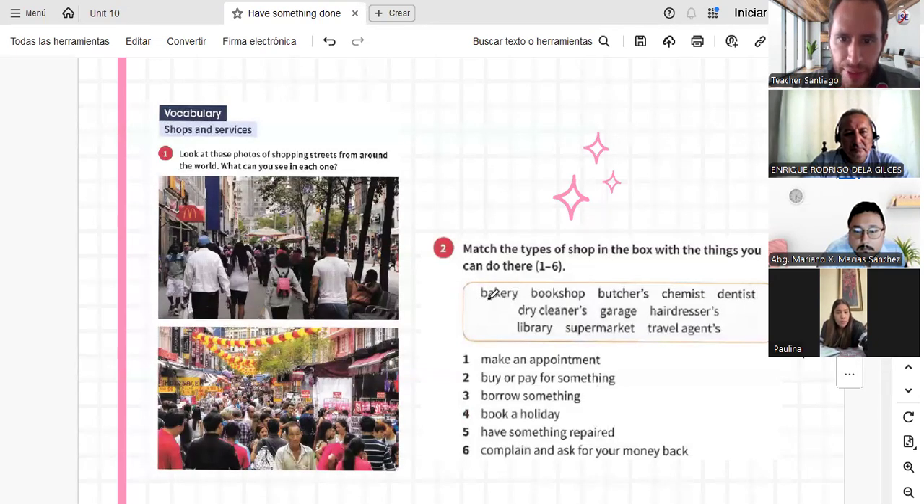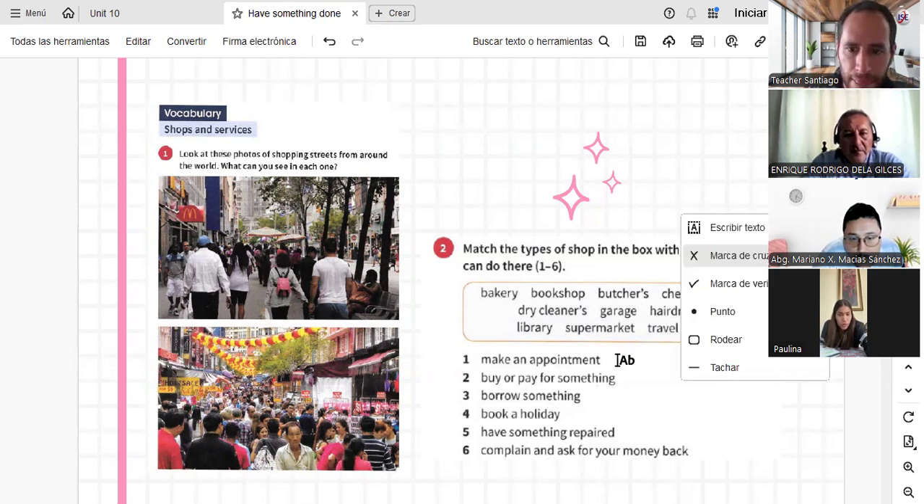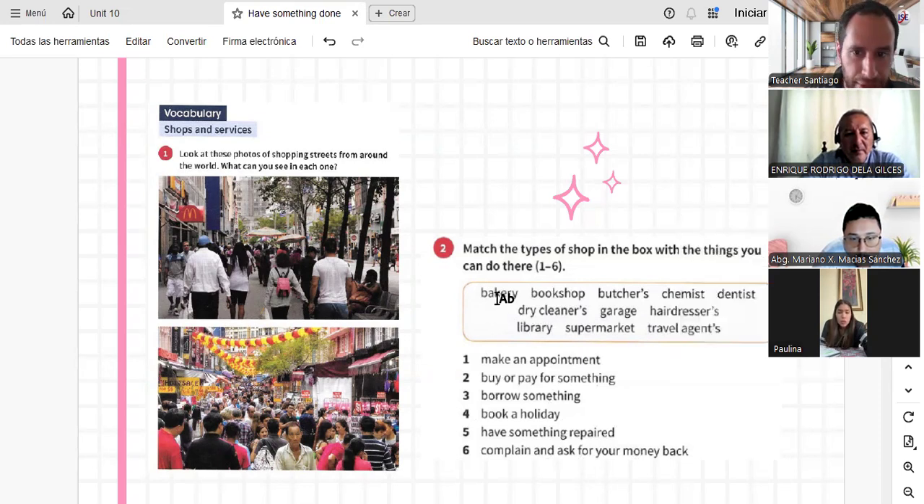Okay, in a bakery, match a bakery with one of these sentences. Make an appointment, buy or pay for something, borrow something, book a holiday, have something repaired, or complain and ask for your money back. What do you think? Number 5, have something prepared. In a bakery, do you know the meaning of bakery? Bakery. Panadería.